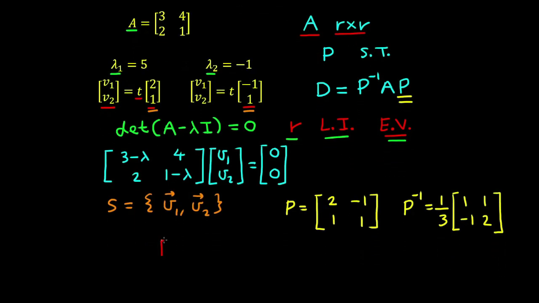And now if we multiply the inverse of P by the matrix A by the matrix P, then we expect to get a diagonal matrix with the entries on the diagonal being the eigenvalues of A. So that will be 5 and -1.